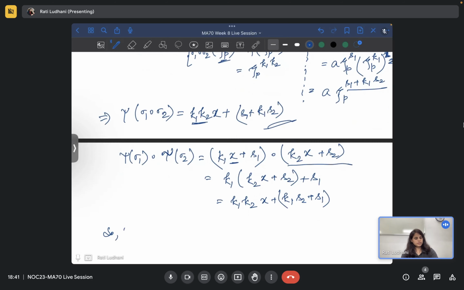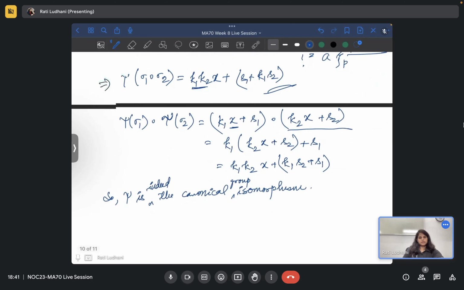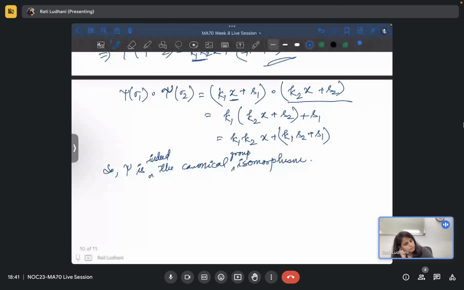So psi is the canonical group isomorphism, if you want to write. Both are groups. Right, so we have proved this. Now there is the most important thing, that the fourth part is asking for. Okay, let's see what this asks.